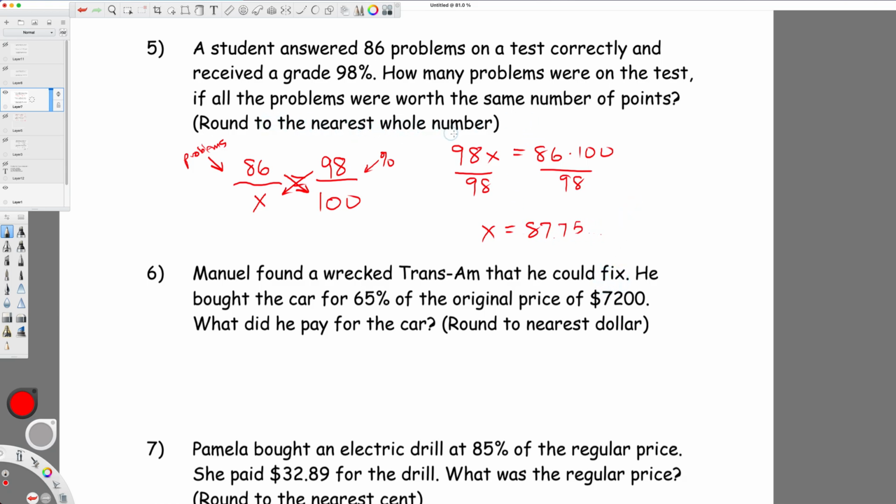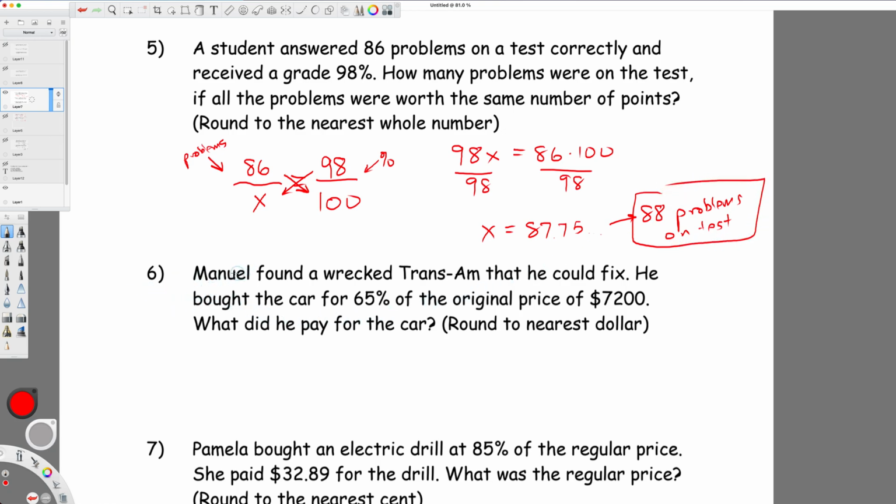But it says to round to the whole number, and if you think about it, it makes sense. This is the number of problems on a test, so this should not be a decimal number. So this is going to round to 88, so there's 88 problems on the test. And this student got 86 out of those 88 correct, and then that percent, it probably doesn't work out exactly, but it rounds to 98%, so they got a 98 on that test. So 88 problems on that test.